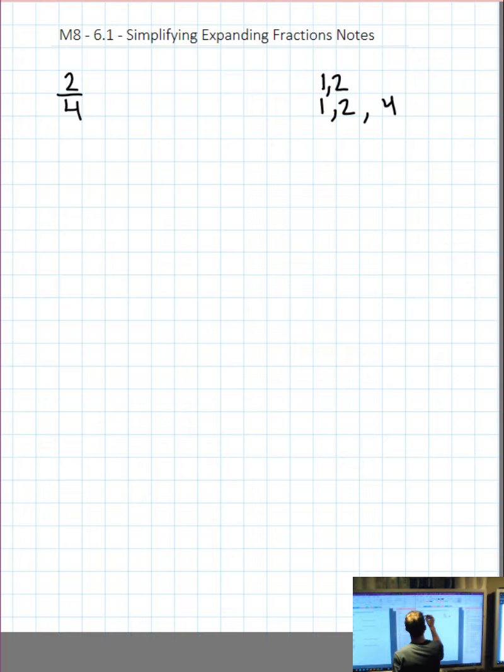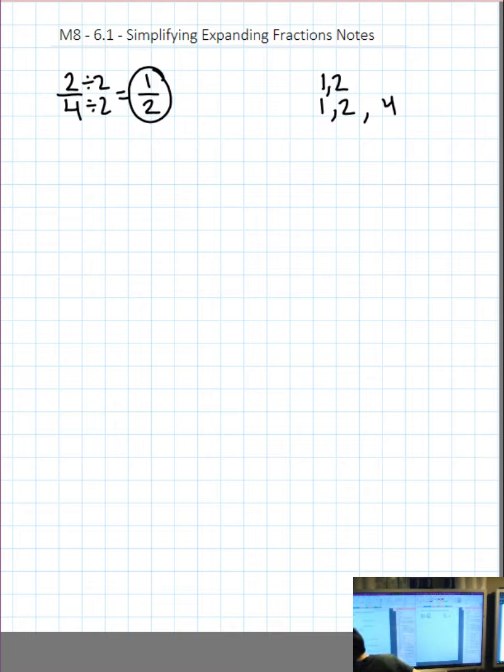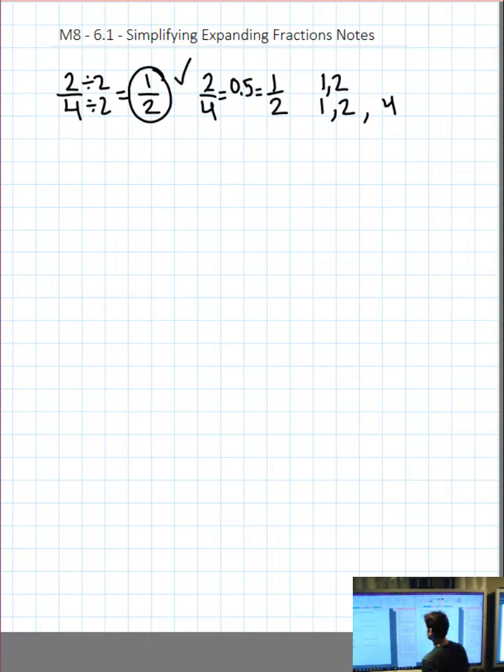So I know that I can divide the top and bottom by 2, and on the top 2 divided by 2 is 1, and on the bottom 4 divided by 2 is 2. I can circle my answer. Then on my calculator I can make sure that I did it correctly. So 2 divided by 4 equals 0.5. 2 over 4 equals 0.5. And 1 divided by 2 is also 0.5. Because they're all equal to each other, I know I have done it correctly.